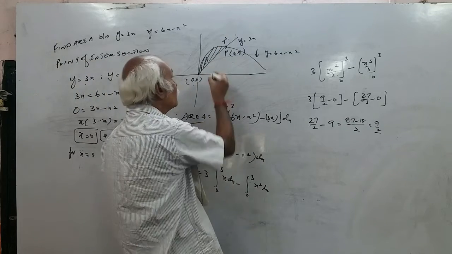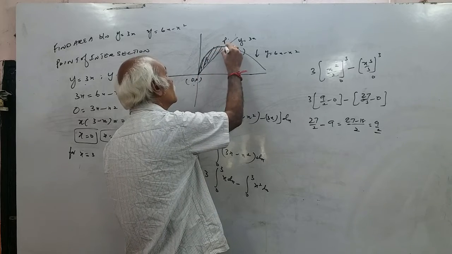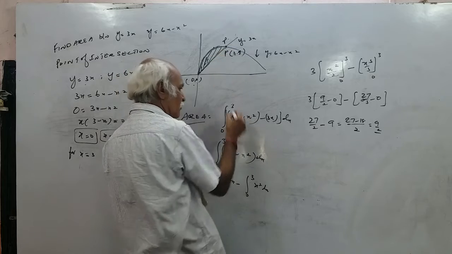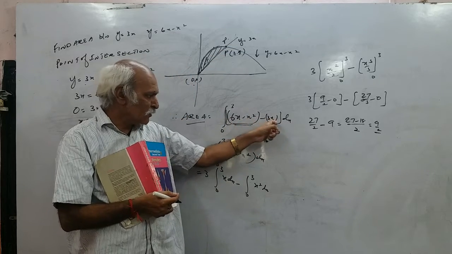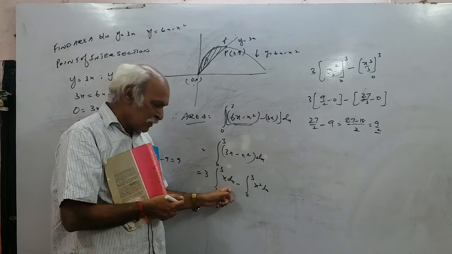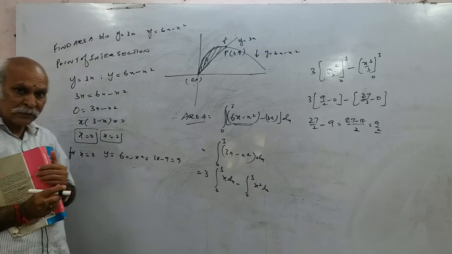So area is what? First we have to take the curve. Observe here, the curve is coming, then the line is coming. So first I have to take the curve, then I have to take the straight line. So 6x minus x square minus 3x. 6x minus 3x is 3x minus x square. Put the limits, then substitute the values. Okay, note down this.